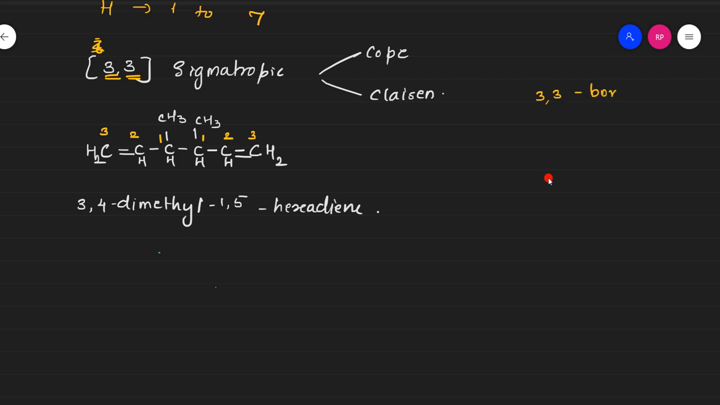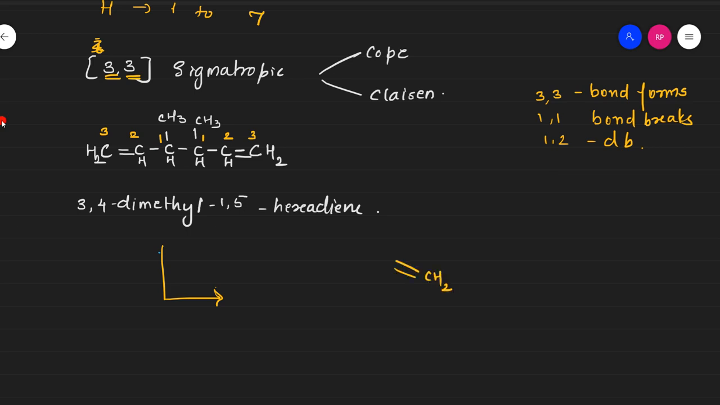Now remember one trick over here. 3,3 bond formation takes place. 1,1 bond breaking takes place. And the 1,2 double bond is formed. If I go as per this concept, you will get your product very easily. But first we will see the transition state and then how you get the product. So now let's write it in a cyclic way so that you can understand it better.